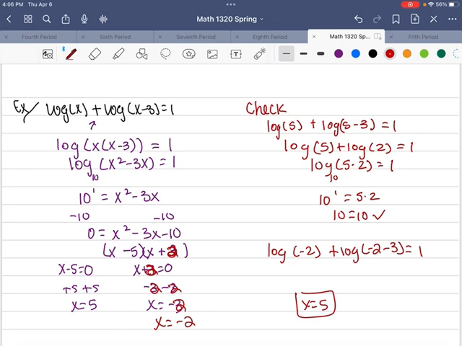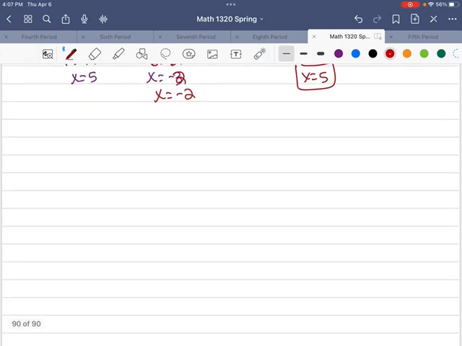Okay, let's do another one. We have one more, maybe 2. Let's see. Here we go.